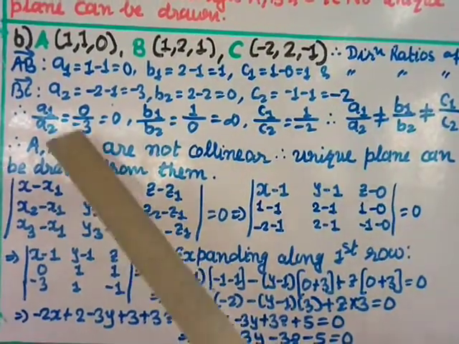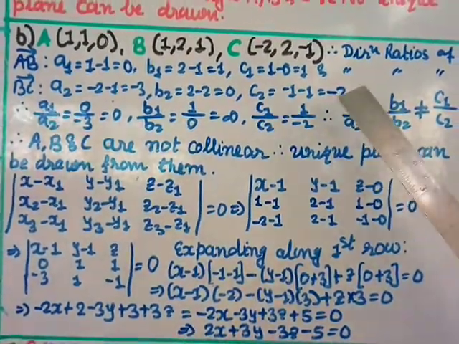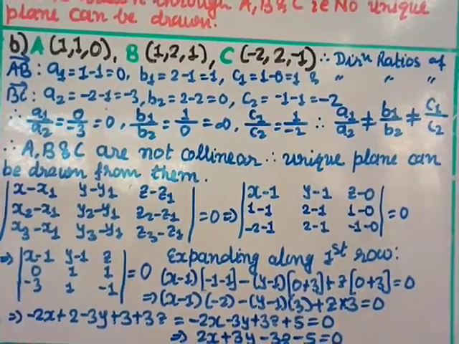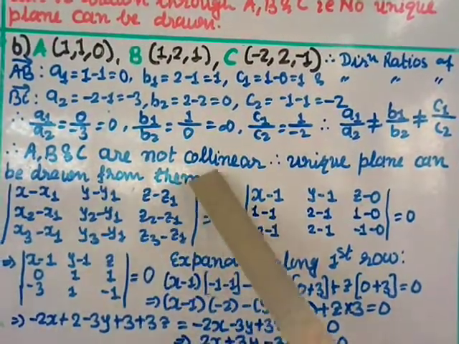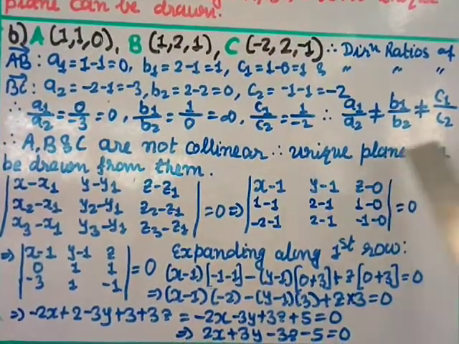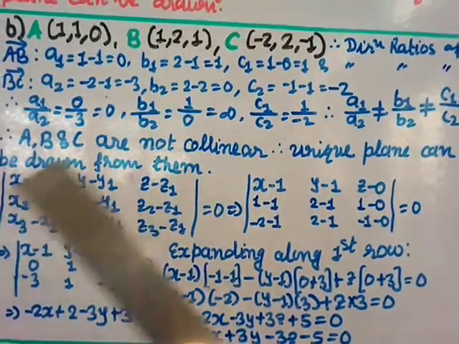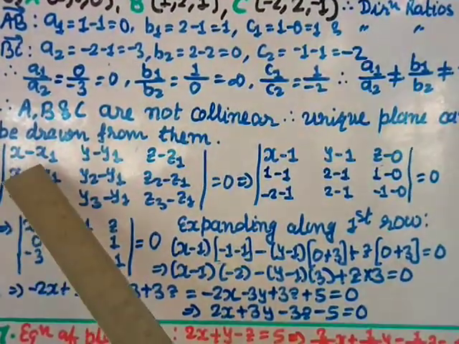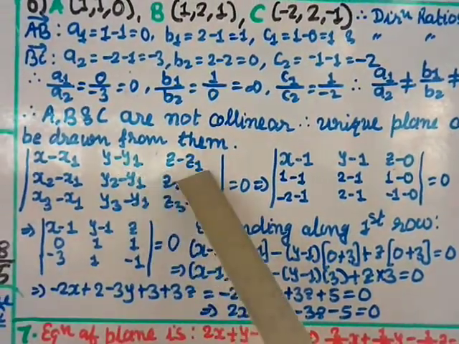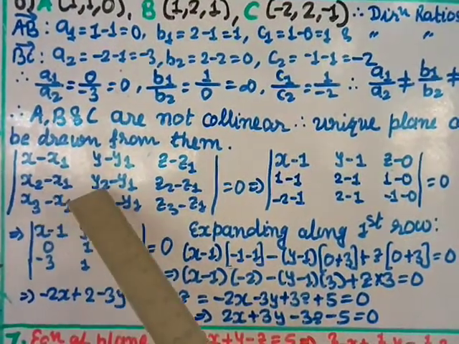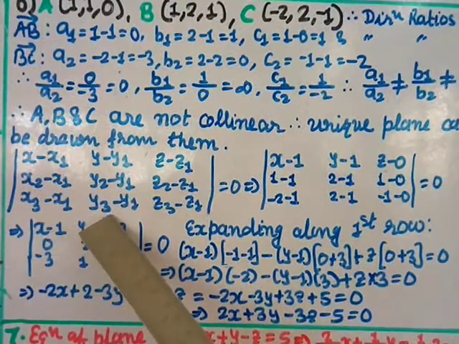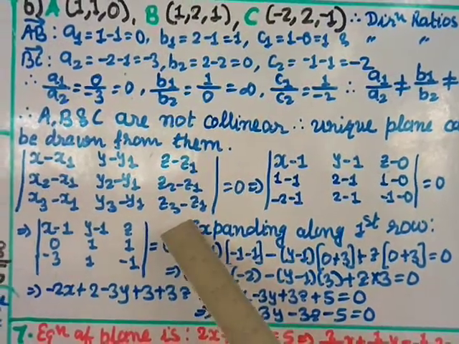So now what happens? All three ratios are different. That means A1 by A2 is not equal to B1 by B2, which is not equal to C1 by C2. Therefore A, B, C are not collinear, and hence a unique plane can be drawn through the 3 points, and it is given by the determinant: x minus x1, y minus y1, z minus z1; x2 minus x1, y2 minus y1, z2 minus z1; x3 minus x1, y3 minus y1, z3 minus z1, equal to 0.